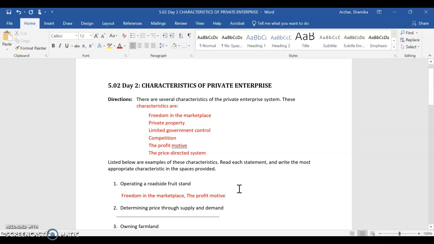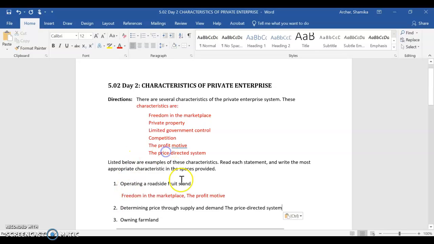Determining the price through supply and demand. That one would be the price directed system. And you can Google some of these because they are kind of well-known terms. So the price directed system is pretty much just how things are determined. And we learned about supply and demand. Prices are going to be affected depending on the supply and demand of things.